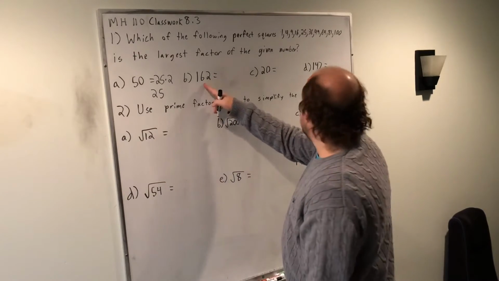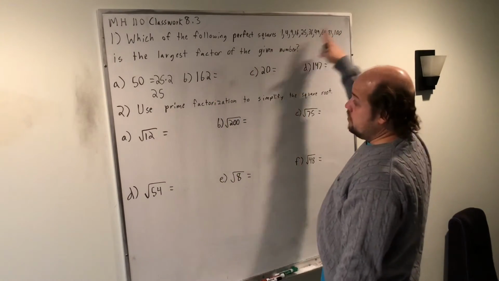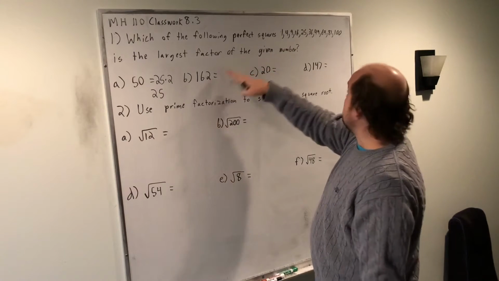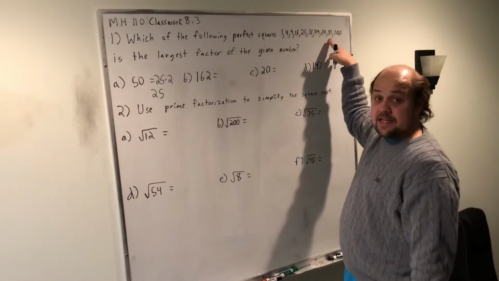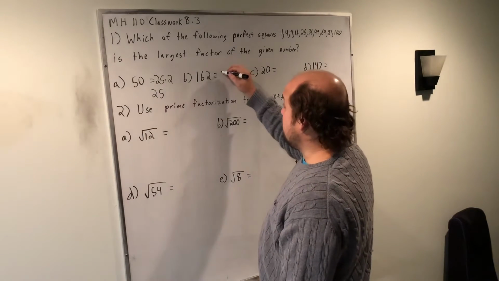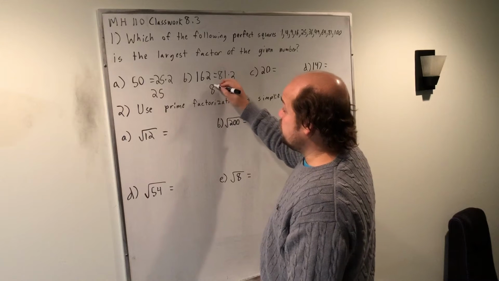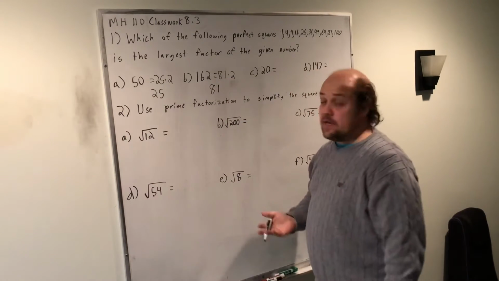If I see 162, then I can start at 100. 162 divided by 100 doesn't give me a whole number. 162 divided by 81 does. It gives me 2. So this would become 81 times 2, meaning the answer to my question, the largest perfect square that goes in, is 81.